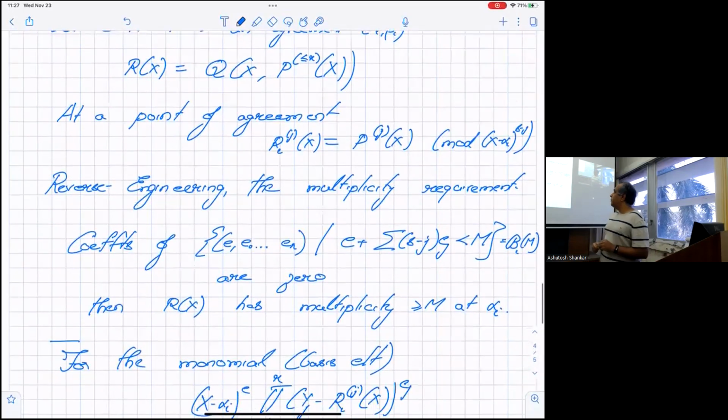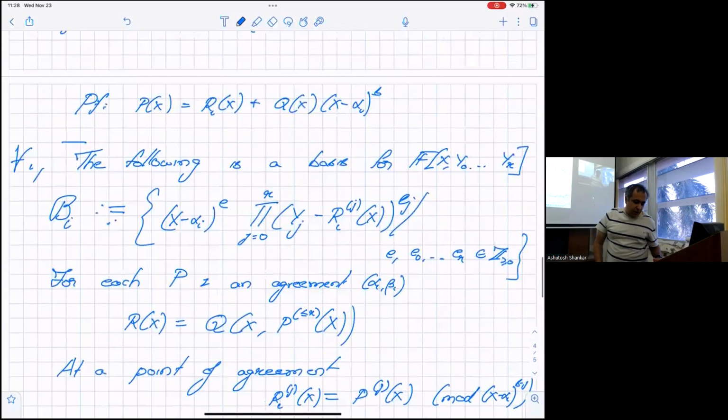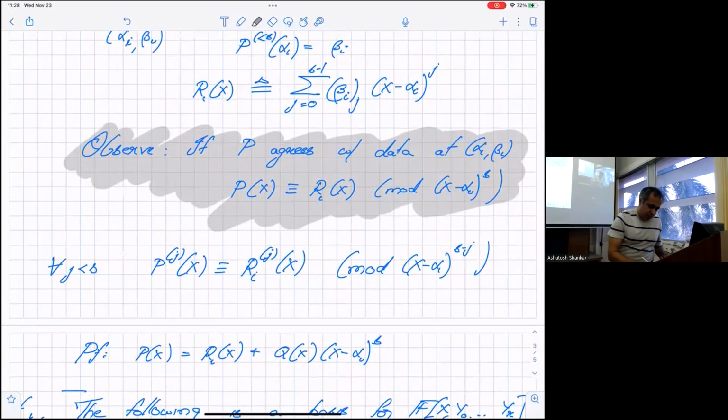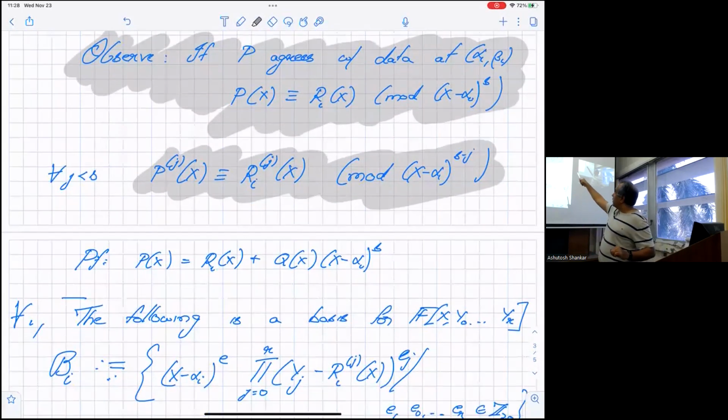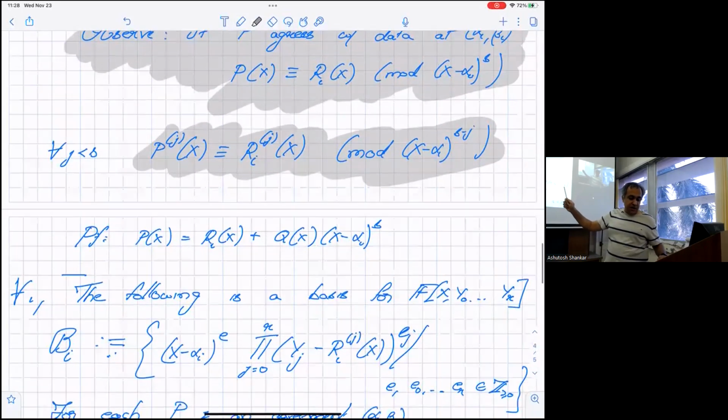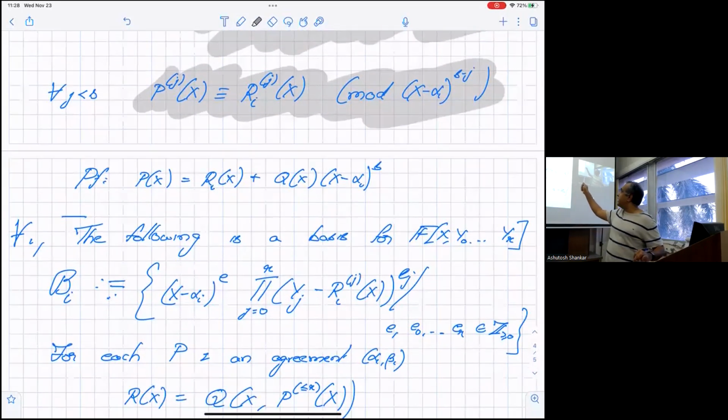Now, once I write that basis, suppose this point happens to be an agreement point with some polynomial p. Let's see what happens to that polynomial p. When you plug in y0, y1 through yr, with p of degree less than or equal to r, we know because it's an agreement point that we have this condition. So even though we didn't have pj of x, as long as we are looking at x minus alpha, we can assume that pj of x is equal to Rij of x mod (x minus alpha i) to the power s minus j.